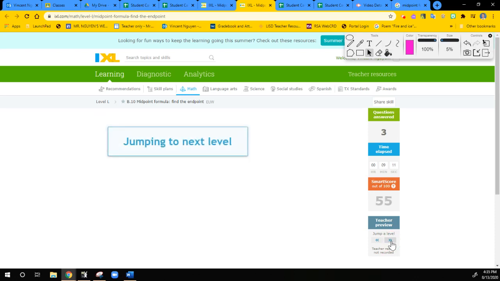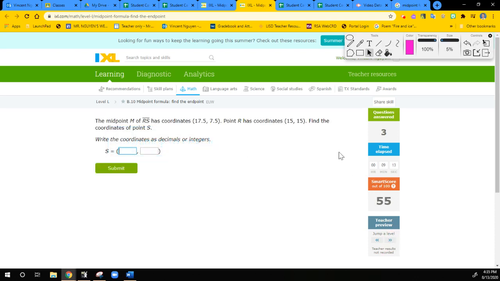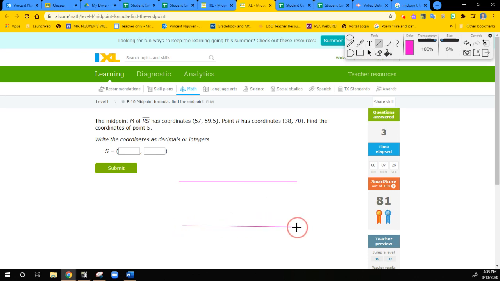Okay. I'm going to jump level just so that I get a problem where both the X and the Y coordinates are actually different, not the same. So jump one more time. Hopefully we'll get a better problem. Okay, here we go. I'm going to do my X segment and my Y segment just like before, right? This is X, this is Y. Excuse my X there, it's not very good.